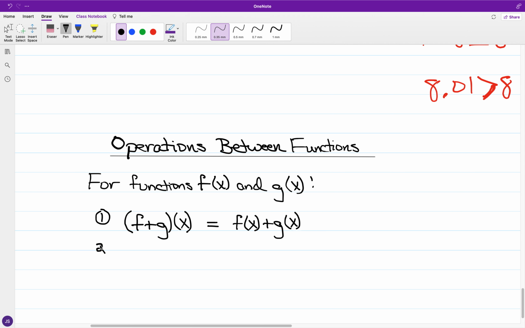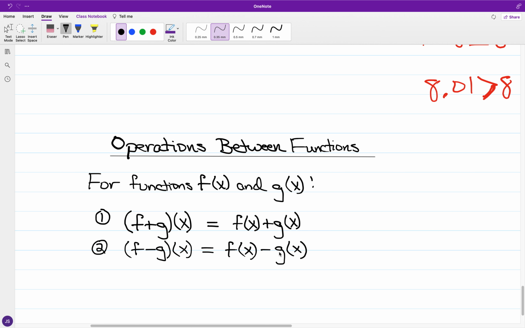Then we have next the difference function, where we have subtraction involved. For the difference function f minus g of x, this can be written as the difference of functions: f of x minus g of x.